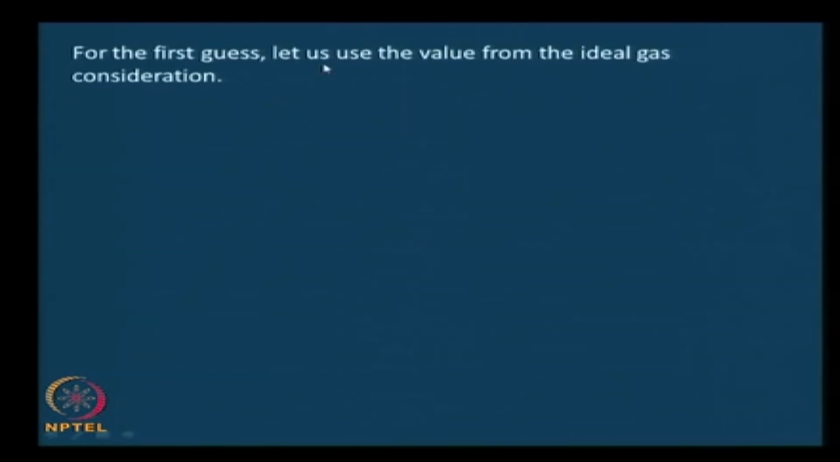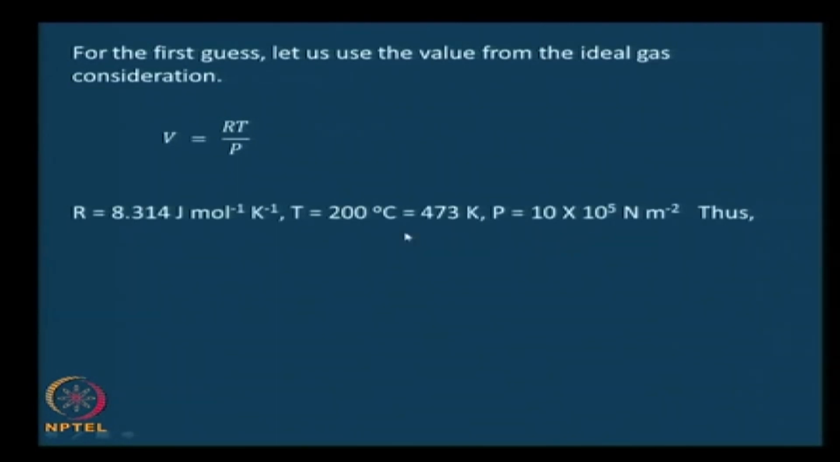For the first guess, where do we get that first guess from? If it is a gas, this equation is valid for a gas, we could use the ideal gas value, whatever we get from PV equals RT, as the first guess. We will not be way off. Therefore, V equals RT by P from the ideal gas equation.